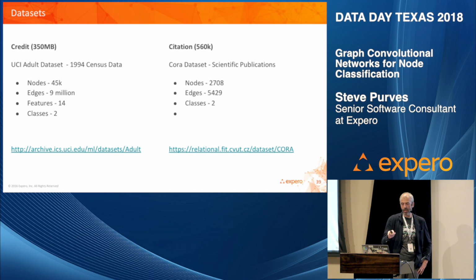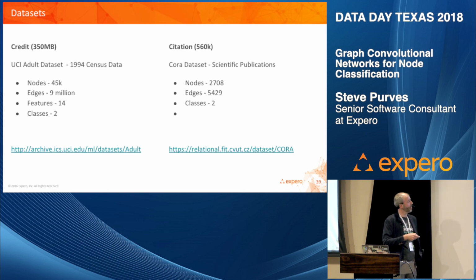The citation network was the same one as Kipf used. We've been running that to make sure that our implementation was lining up with his results. But we also used the credit network. This was presented by some of my colleagues, Lynn and Chris, at 2 o'clock. This is the US Census data, and what we're trying to do is use the network to predict whether somebody would get credit approval or not.